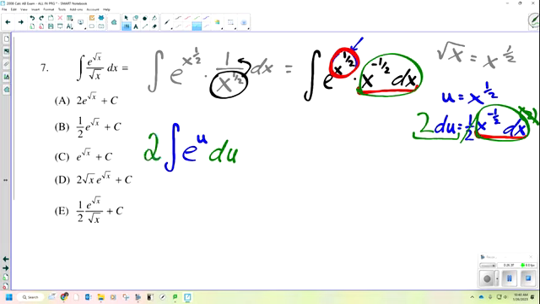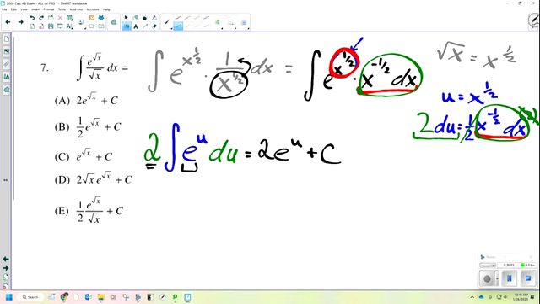Du inside, 2 outside. The integration of e to the u is so easy because it's still e to the u. Don't forget this 2, plus c because there are no bounds. I cannot leave a u in my answer. If there were bounds, I could put numbers in for that u. But there are no bounds, so I need to put my x variable back in.